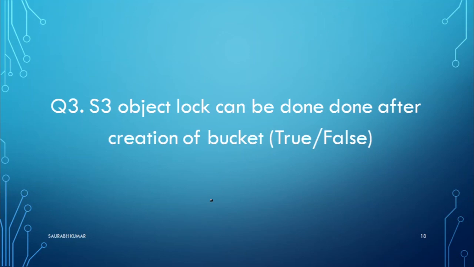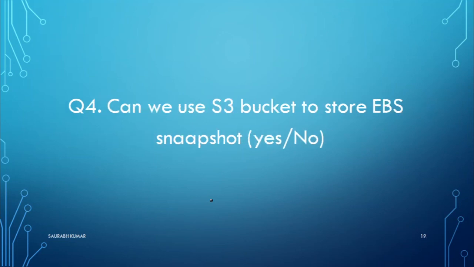Question three: S3 object lock can be done after creation of the bucket. Do you think it's possible that once you have already created a bucket, you can thereafter go and enable object lock on it? Yes or no, true or false, you can say. Question number four is: can we use an S3 bucket to store EBS snapshots? Again the question is, is it possible? If you remember, I have already discussed this, whether we use an S3 bucket to store EBS snapshots or not. So accordingly you can answer this question.